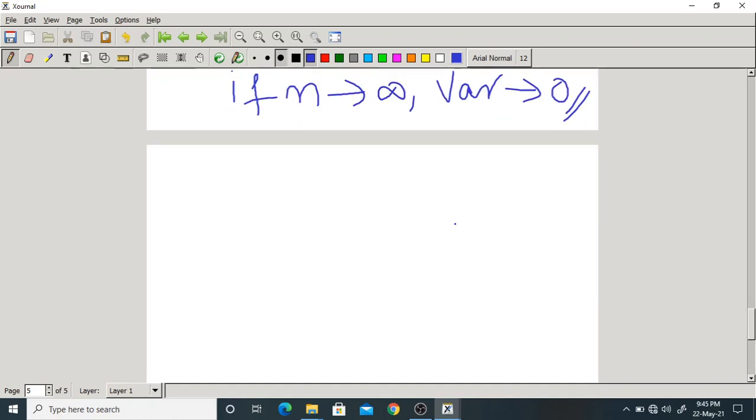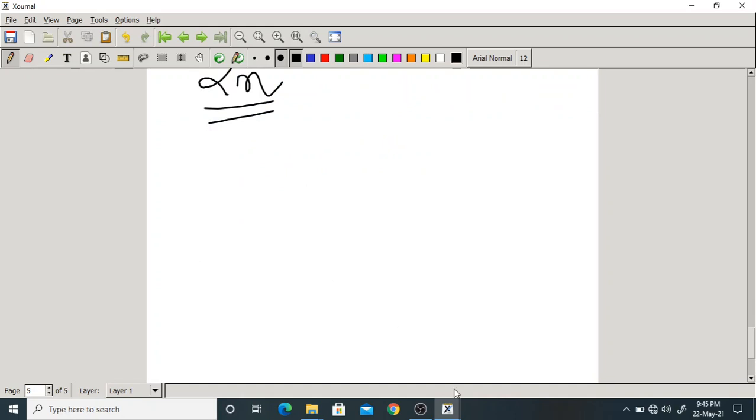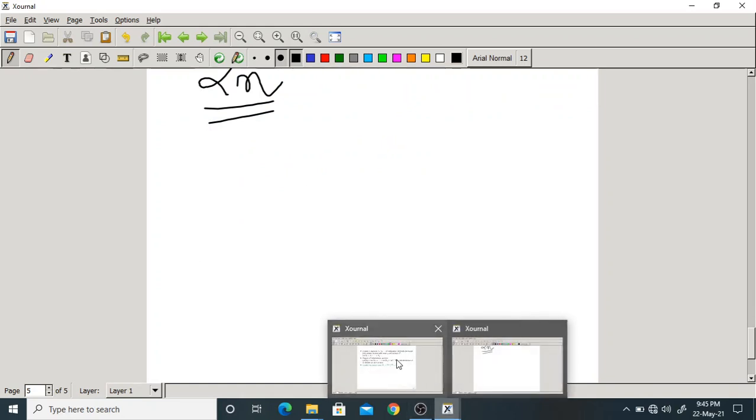Now we find an intermediate quantity between Sn and Mn. An intermediate quantity between these two. That is called Zn. Okay. Now, let me go to this.